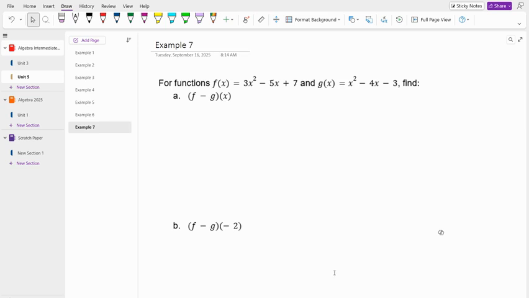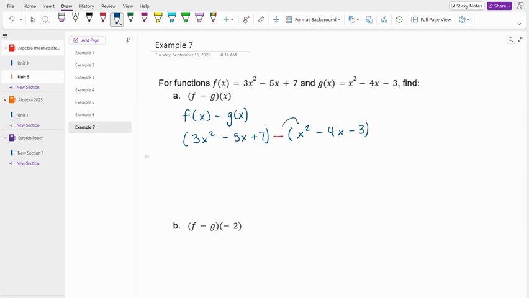All right, guys. In this video, we're going to be subtracting polynomial functions. Looks a lot like adding polynomial functions, which was example 6. Basically the same thing. This is going to be f of x minus g of x. So it looks a lot like example 2. So we're going to put in parentheses 3x squared minus 5x plus 7. And then this is the big difference. We're going to have a minus sign, then x squared minus 4x minus 3.